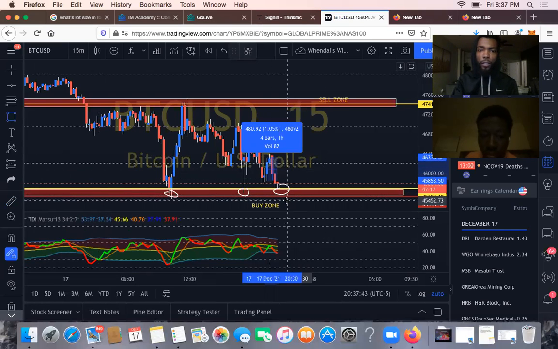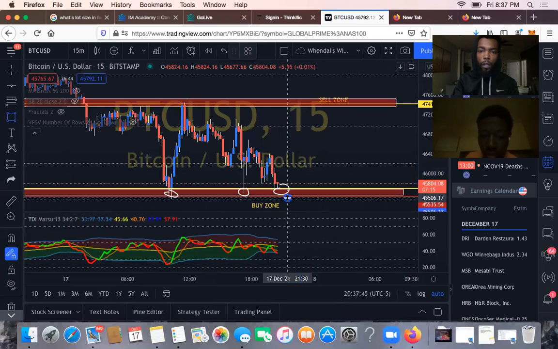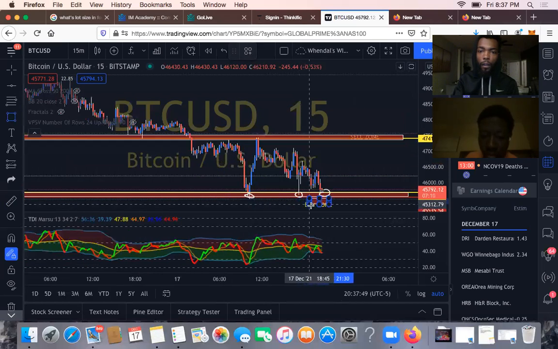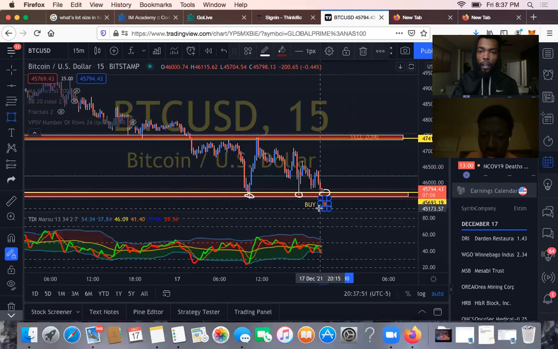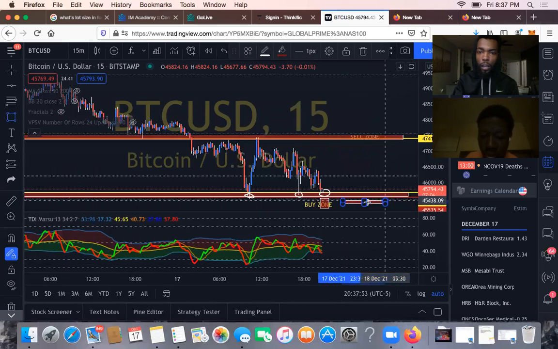Say it breaks out of this zone and closes. You see one of these moves right here, and it closes. You want to get out because it closed right there, so it means it's going to probably touch right here, back on that zone, and then drop again.